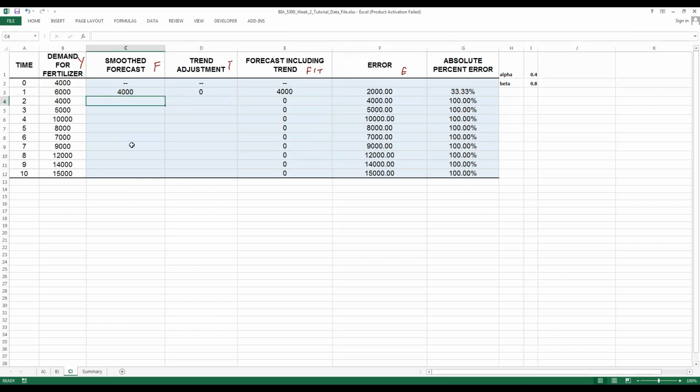So my new smoothed forecast, right? How does this work? This is equal to the old FIT, not the old F, right? It's the old FIT plus alpha, which needs to be static. So let's put dollar signs on that, times the previous error. That's my smoothed forecast.